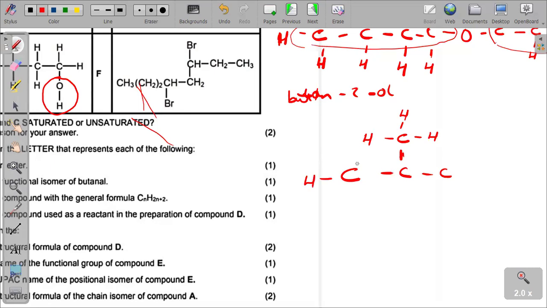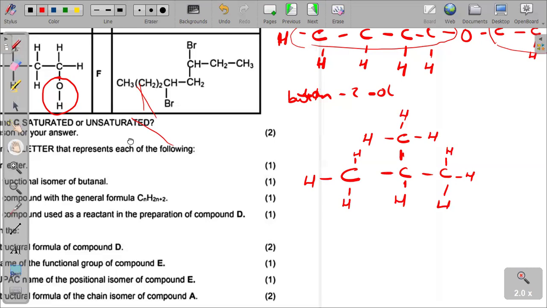So there it goes. Remember, it's a saturated organic compound, so we must indicate it with all single bonds throughout. That's our saturated hydrocarbon there, 2-methyl propane. We want the structural formula only.